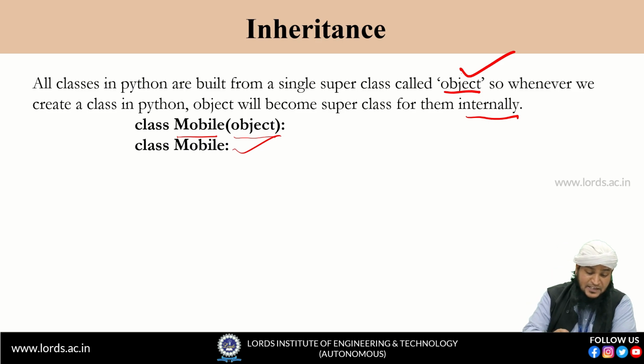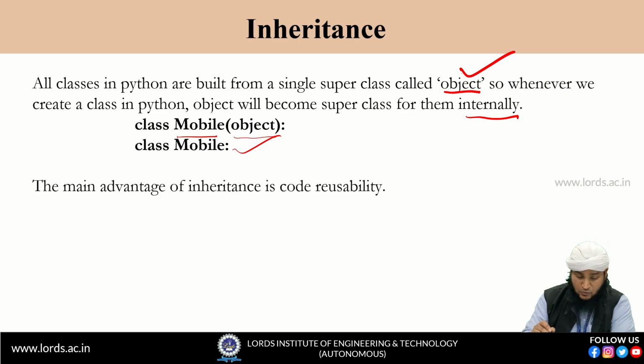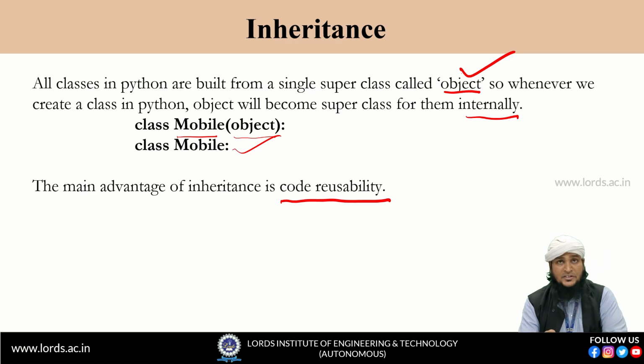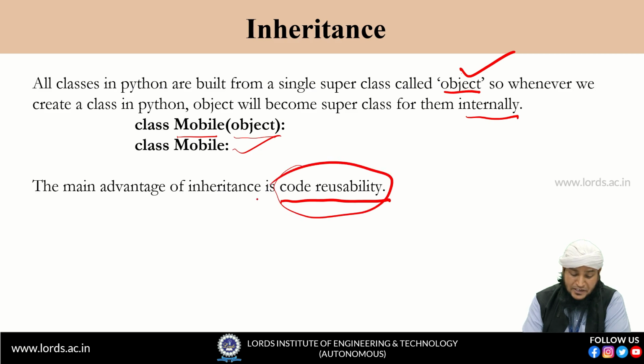We can create inheritance using these two ways. The main advantage of inheritance is code reusability. This is a very important thing. We can reuse the code. This is the main part of our inheritance.